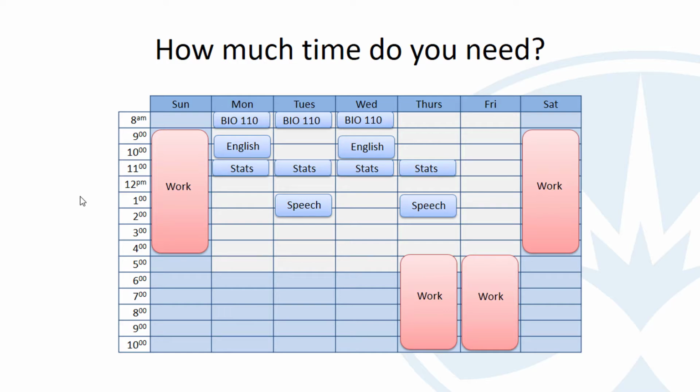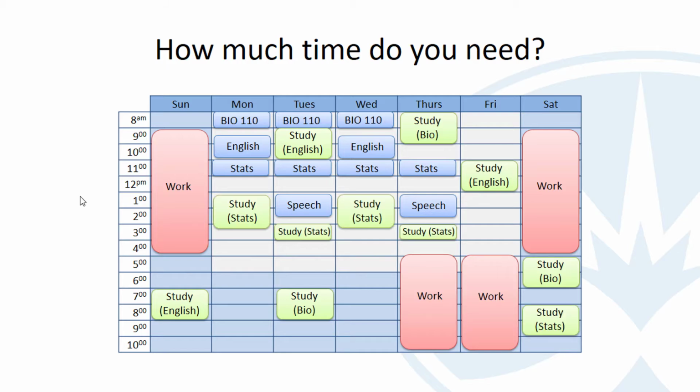And then we got to fit in our study hours, right? 2-to-1 ratio. So for the 3 credit bio, we need 6 hours of studying. Throw those in there. Same for English. Stats, we need 8 hours because it's a 4 credit class. So we throw those in there. And then we have the 6 hours of speech. So that would be like the traditional daytime student taking 13 credits.